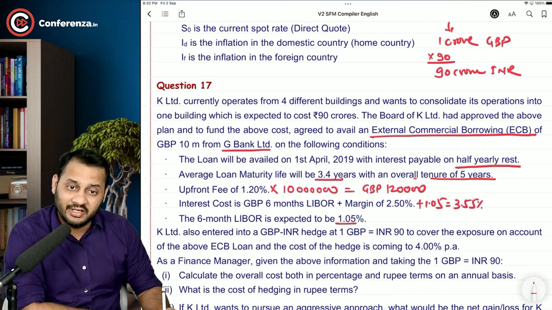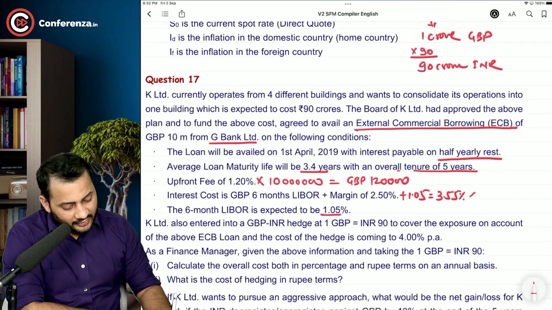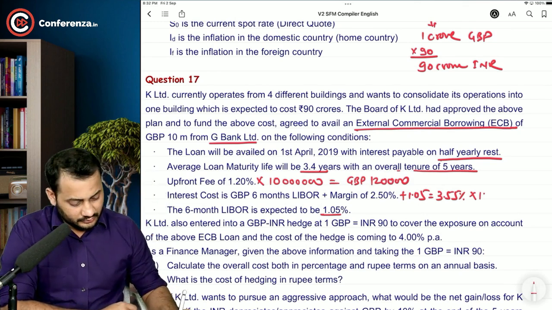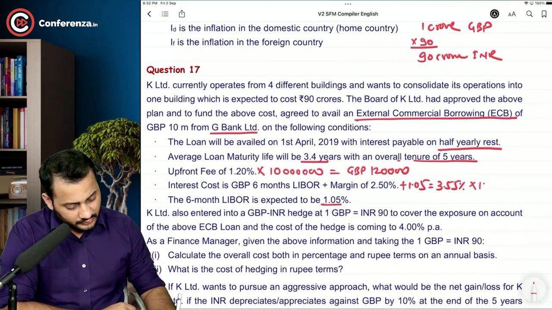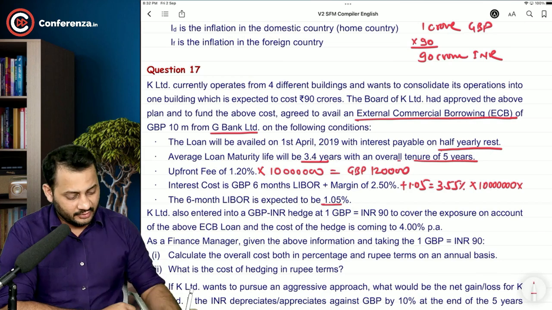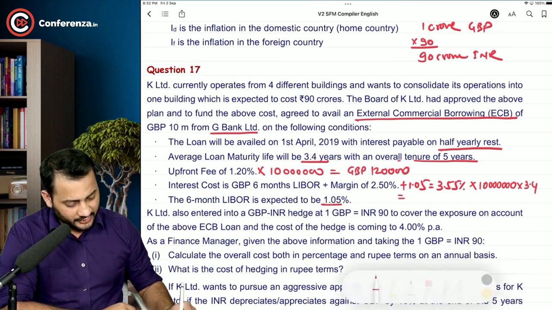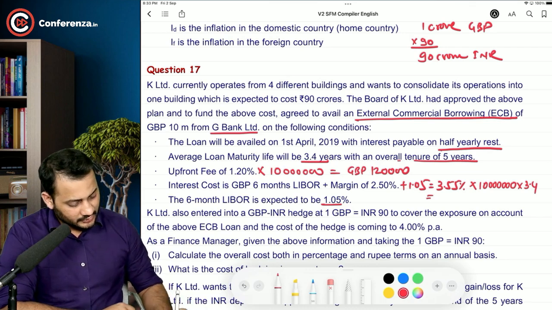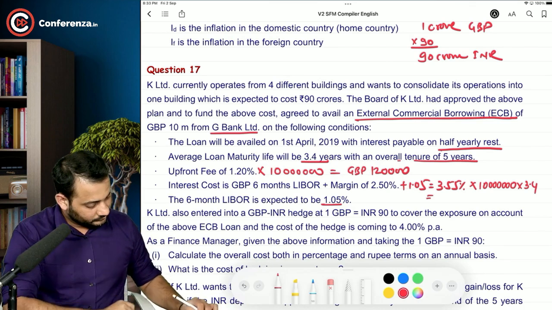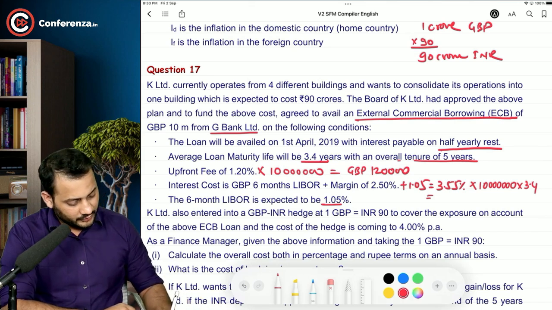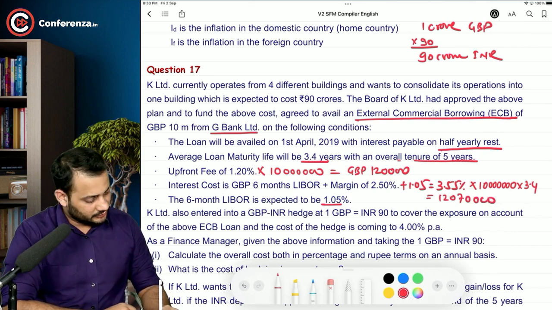Now understand how to calculate the interest. It's very simple. 3.55% applicable on this loan of 10 million for 1 year and multiplied by 3.4, the average life. This will give you the total interest cost. That's around 12.07 into 3.4, 12,07,000.